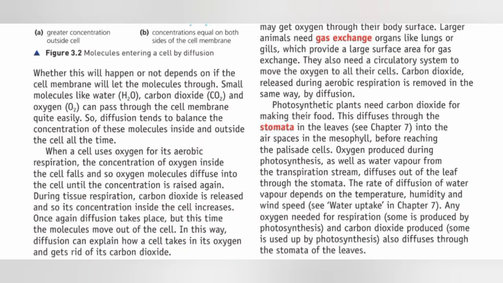Now we are going to discuss diffusion through the cell membrane. Small molecules can pass easily through the cell membrane, such as oxygen, carbon dioxide and water. If oxygen concentration is higher outside the cell and lower inside the cell, oxygen will diffuse into the cell. If carbon dioxide concentration is higher inside the cell and lower outside, carbon dioxide will diffuse out of the cell. In this way, diffusion helps cells to get useful substances and remove waste.